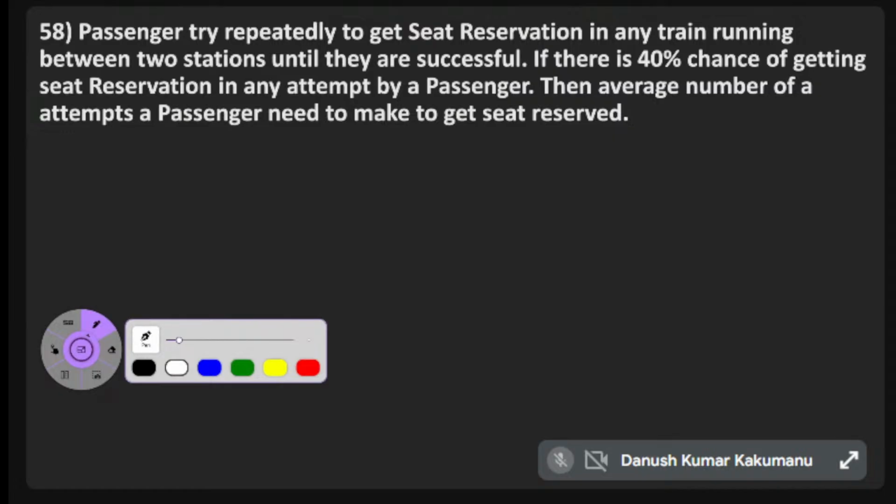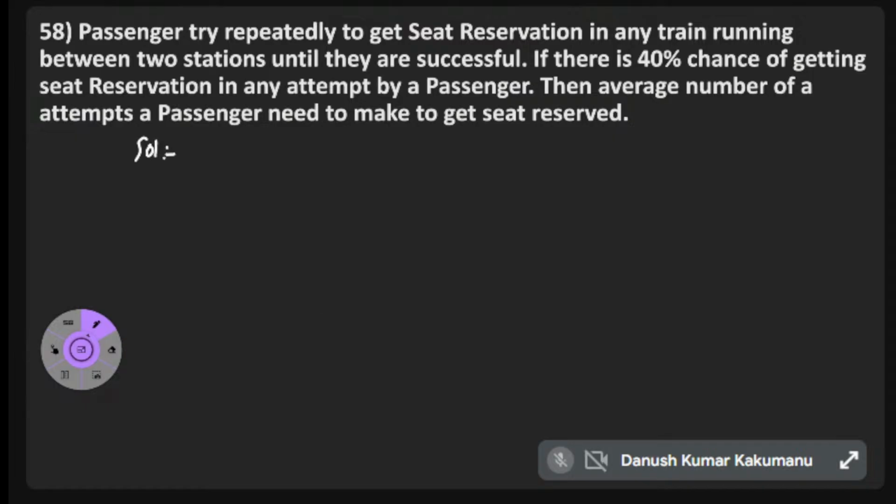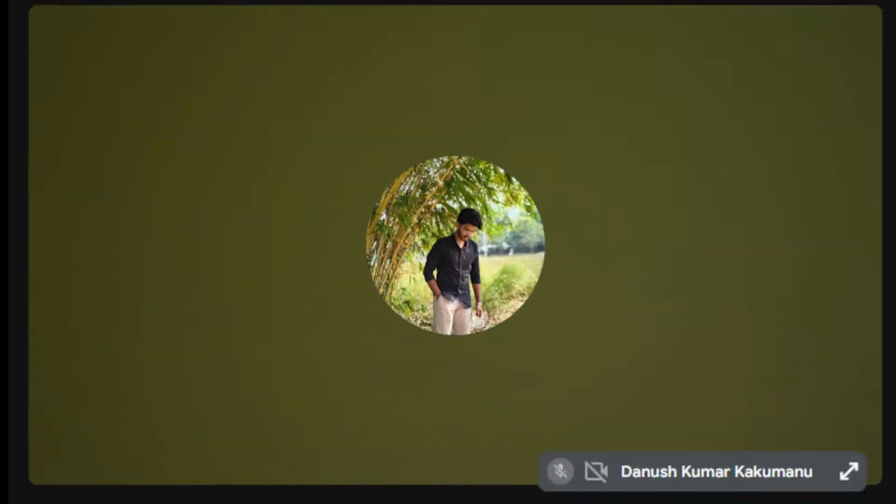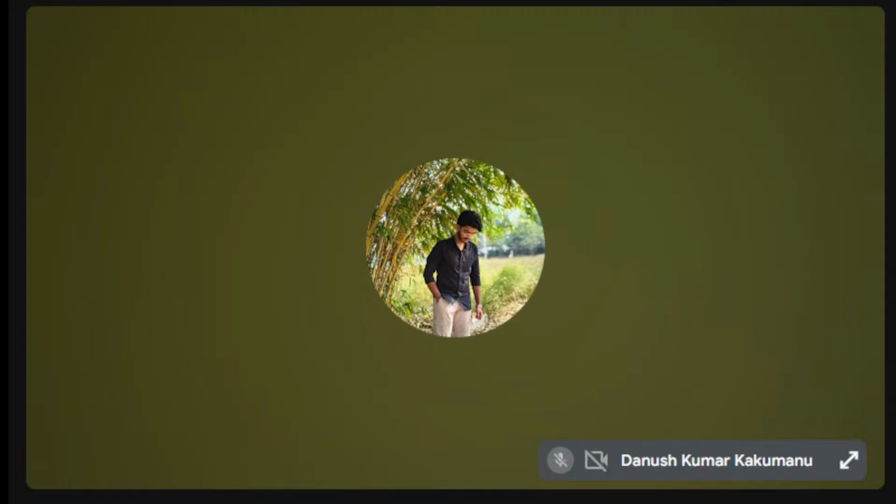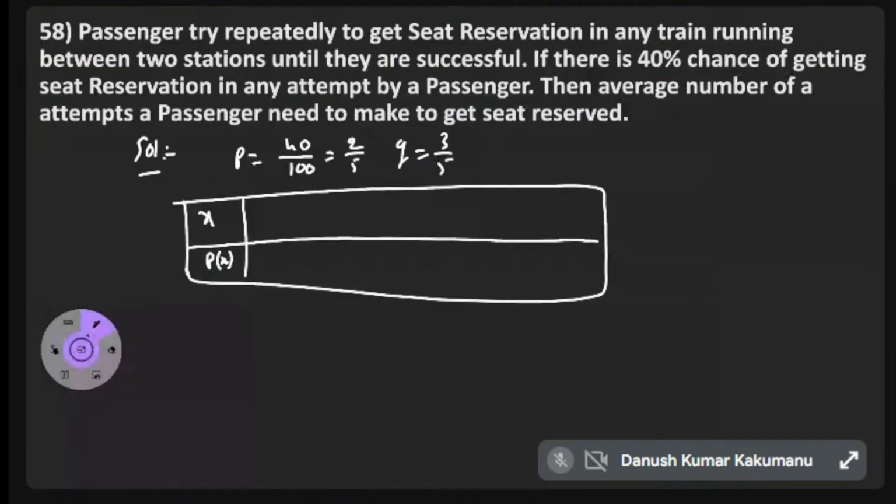It is a recent GATE paper. What is the probability of getting a seat reservation whenever he is trying? X means the number of attempts. If he is successful in the first attempt, what is that probability? P. Probability of P in the first attempt, success. When this fellow goes to the second attempt, tell me.